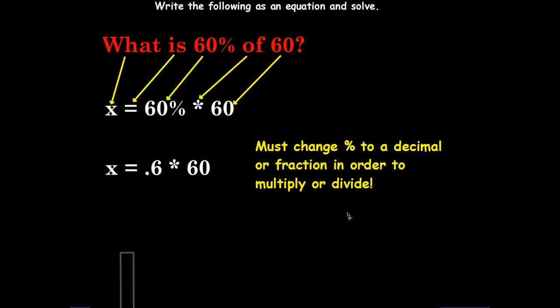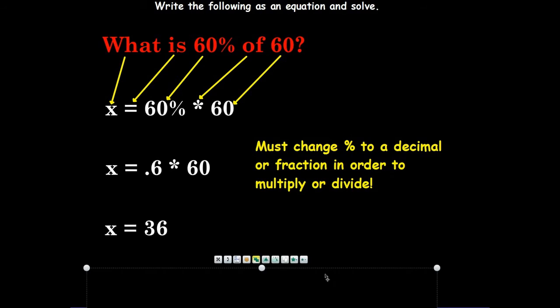This is when you should pause the video. Do the math, maybe over here on your paper, your notes. Then we have our answer. 6 tenths times 60 gives us 36. Essentially, we're saying 36, right? That's what? 36 is 60% of 60.